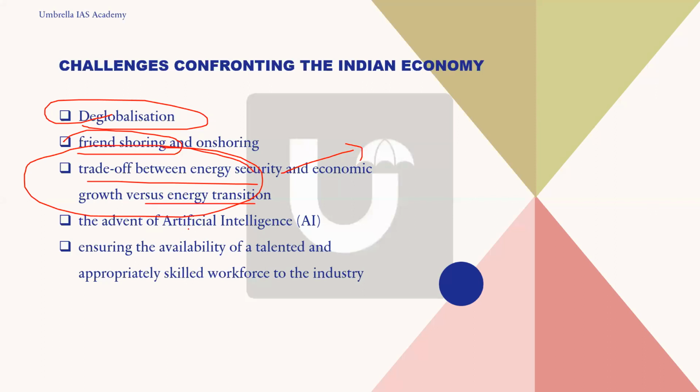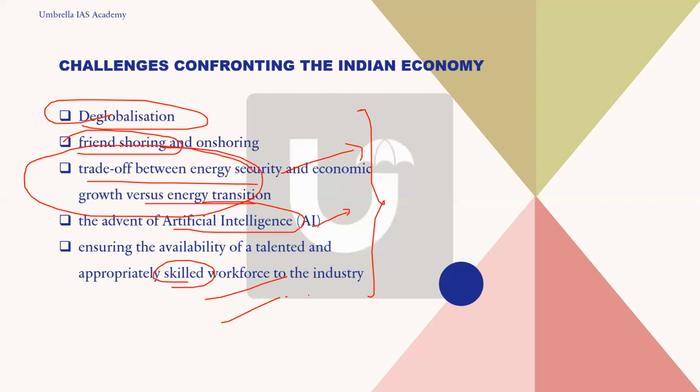And the advent of artificial intelligence. So what are the challenges to the Indian economy? Do not forget, you must mention artificial intelligence. And ensuring the availability of talent and appropriate skill. Skill is definitely a challenge. These are some basic challenges mentioned in the review, so try to mention them when they ask you. These words like artificial intelligence and energy transition are the words I want you to use in the interview as well.